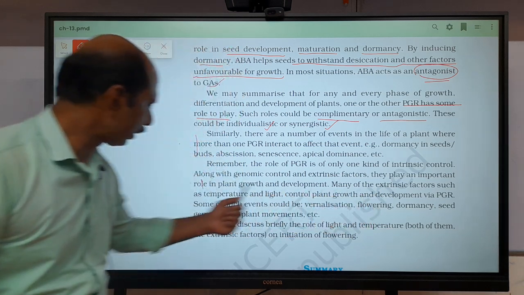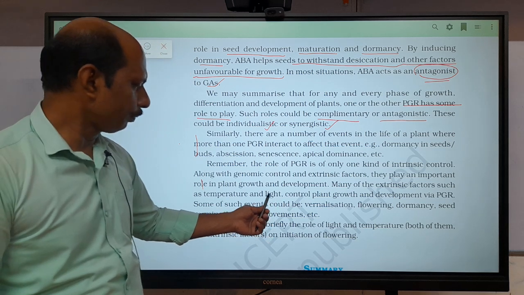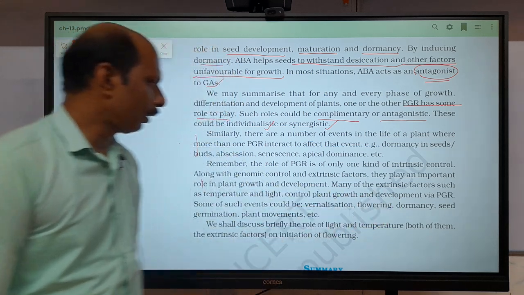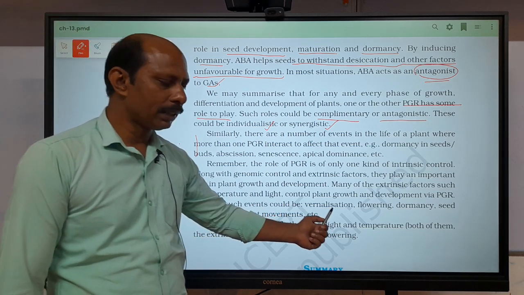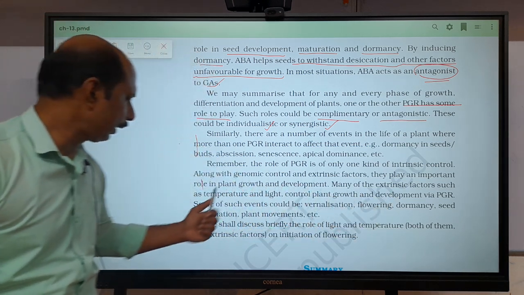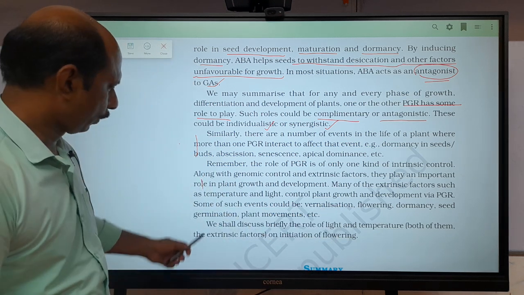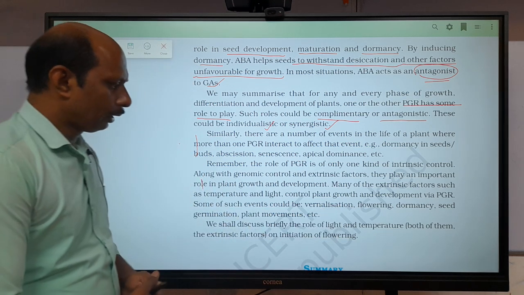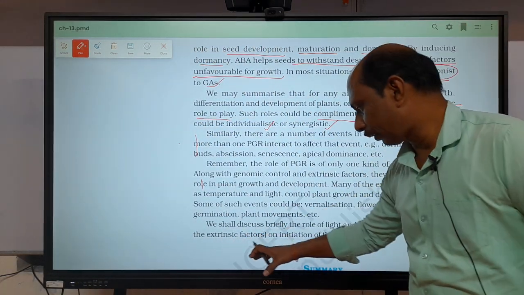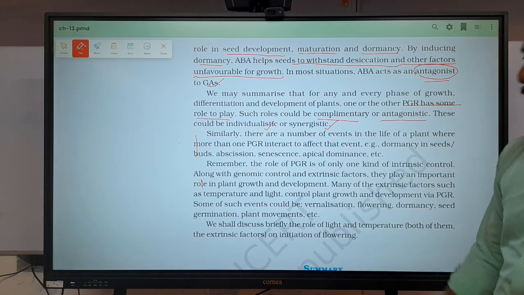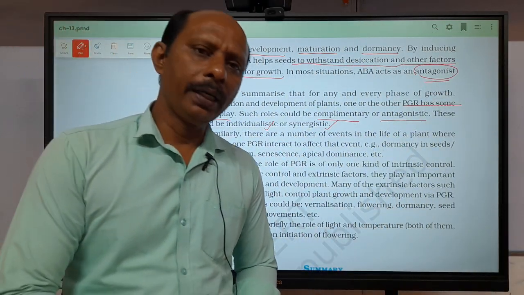So many of the extrinsic factors such as temperature and light, temperature meaning vernalization and light meaning photoperiodism, control plant growth and development via or with PGRs. Some such events could be vernalization, flowering, dormancy, seed germination, plant movement, etc. We shall discuss briefly the role of light and temperature, both extrinsic factors, on initiation of flowering. But this time it is deleted from the syllabus, so we need not read this one.